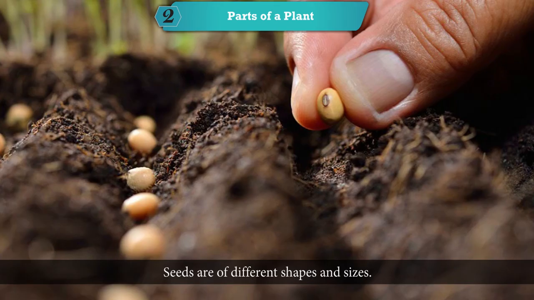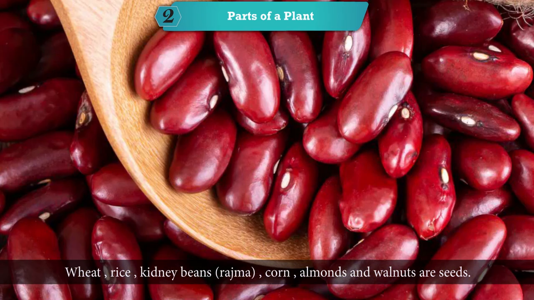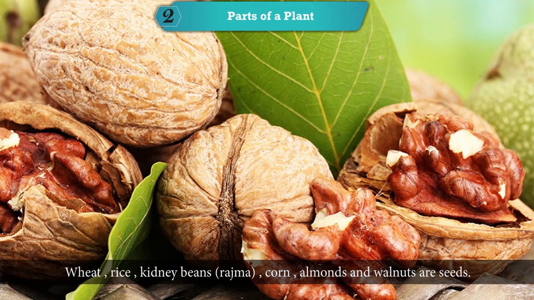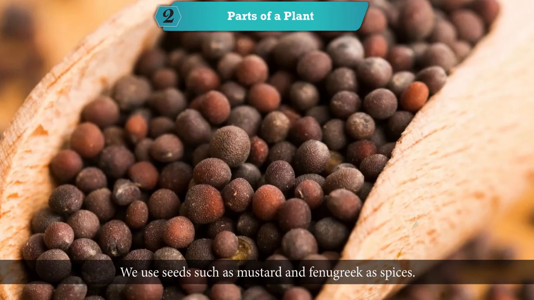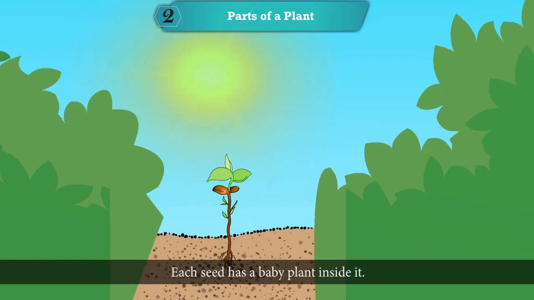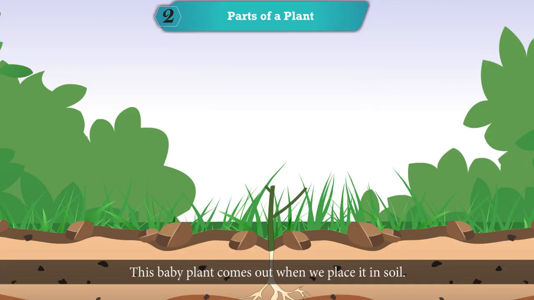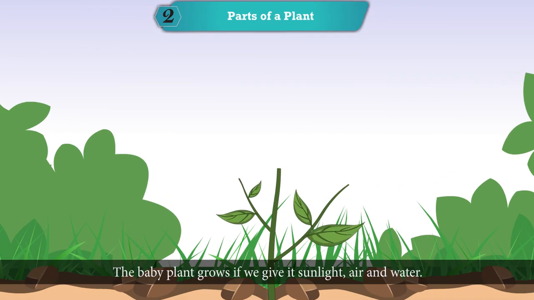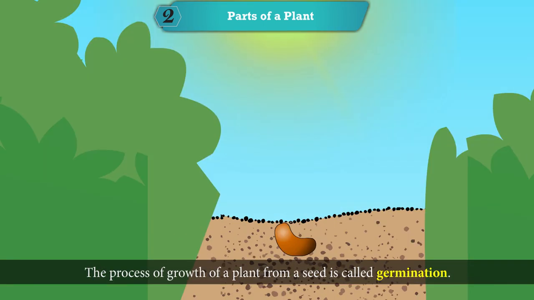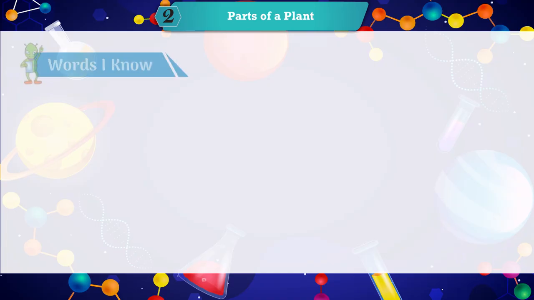Seeds. Seeds are of different shapes and sizes. Wheat, rice, kidney beans, rajma, corn, almonds and walnuts are seeds. We use seeds such as mustard and fenugreek as spices. Each seed has a baby plant inside it. This baby plant comes out when we place it in soil. The baby plant grows if we give it sunlight, air and water. The process of growth of a plant from a seed is called germination.